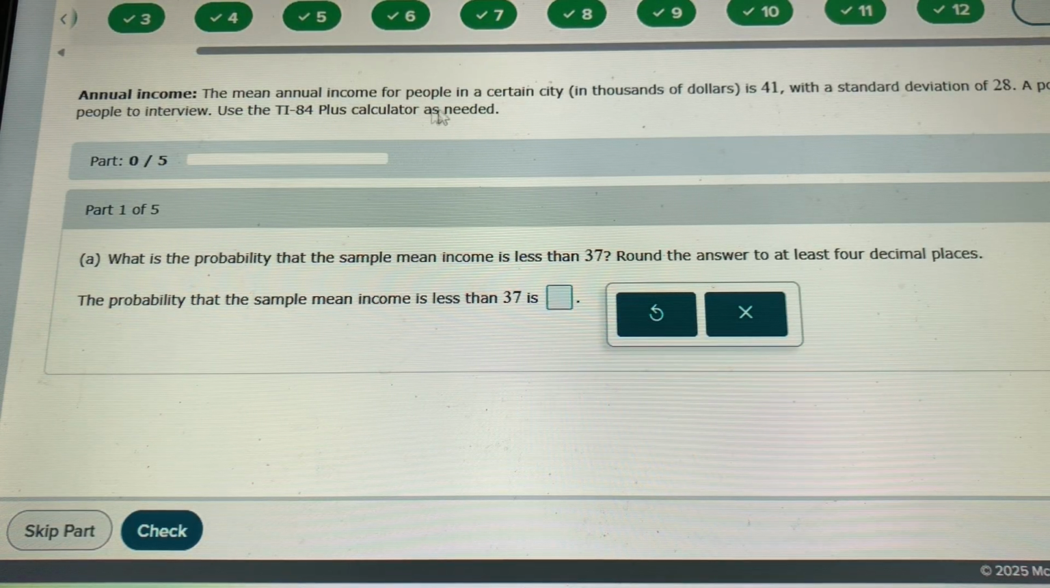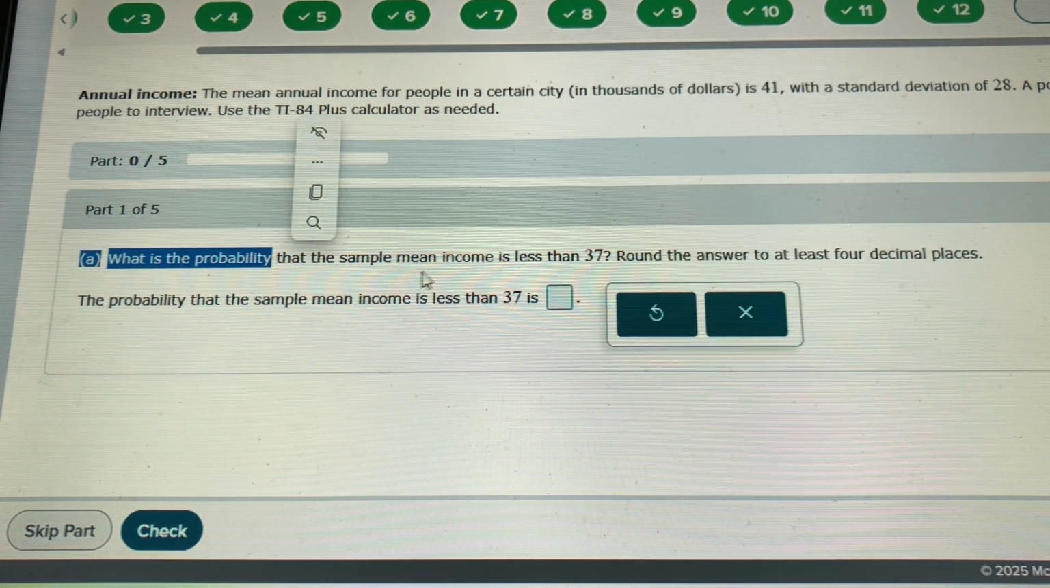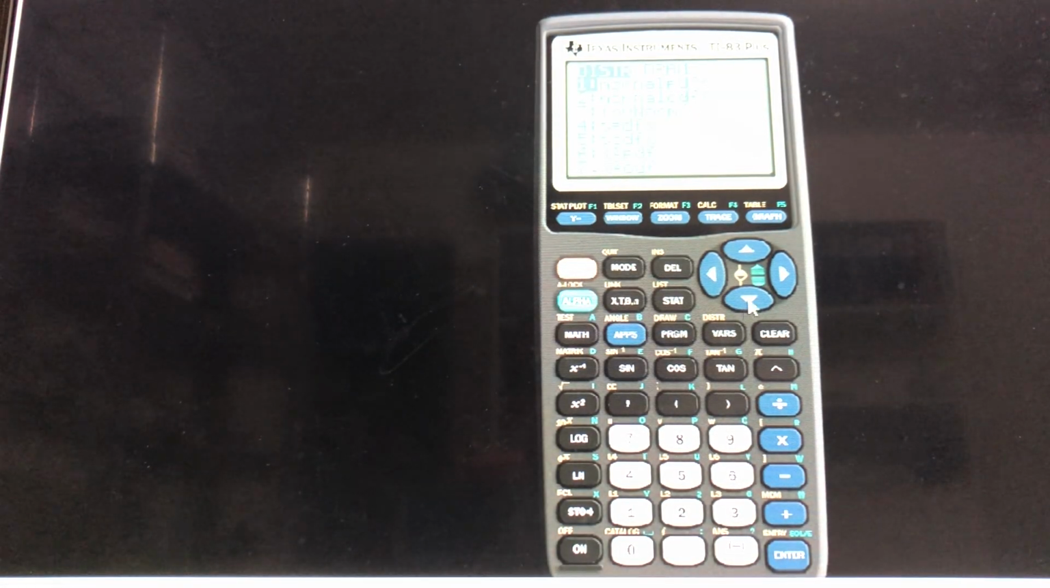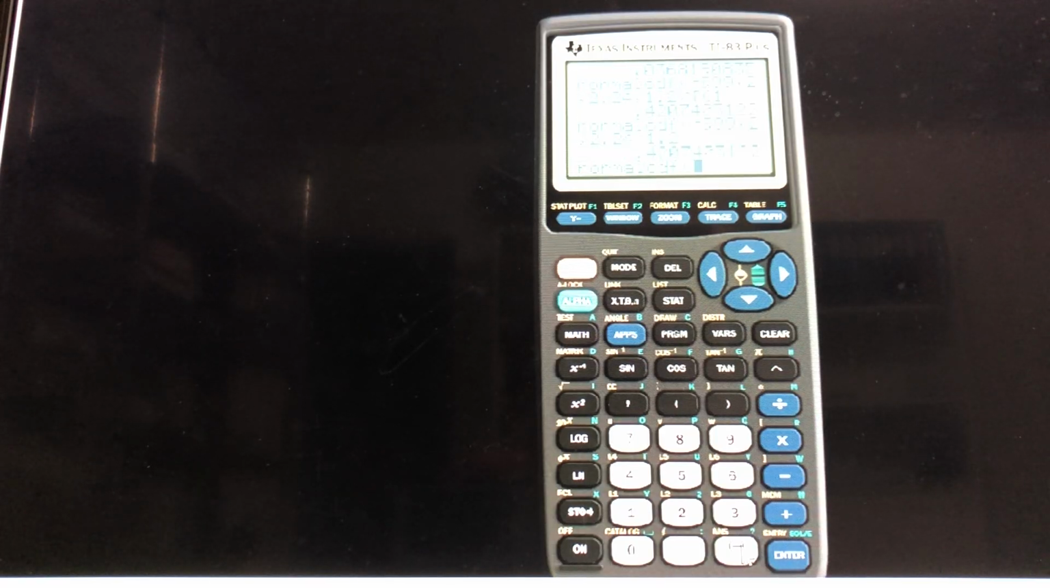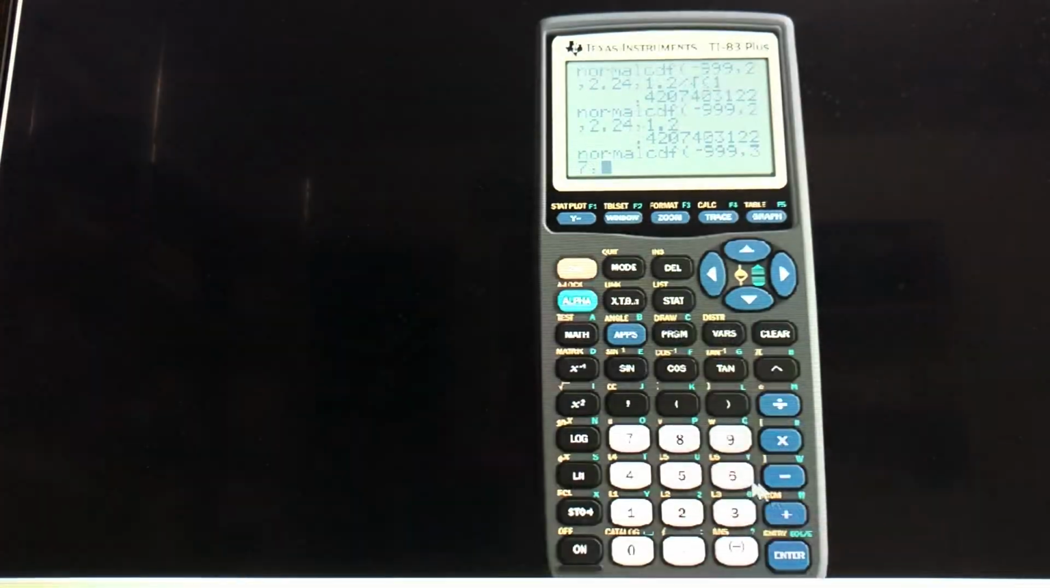The mean annual income for people in a city is 41 in thousands of dollars, with a standard deviation of 28. But a pollster draws a sample of 92 people. See, there's a sample size of 92. What is the probability that the sample mean is less than 37? That's normal CDF. Less than 37 means you'll put negative 999 first, then 37. The mean is 41. The standard deviation is 28.